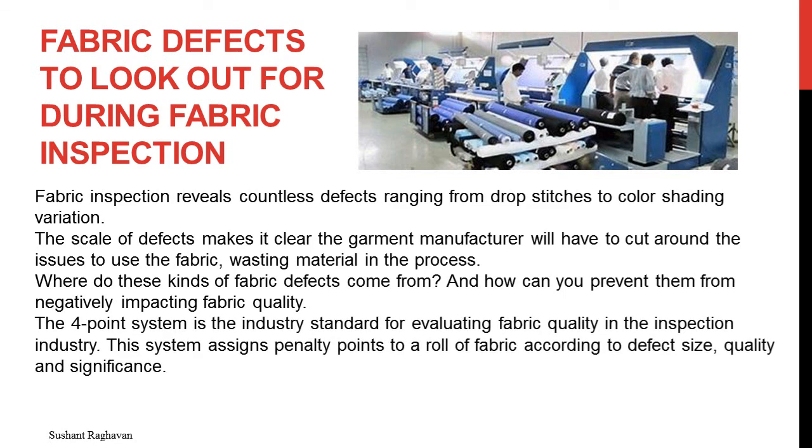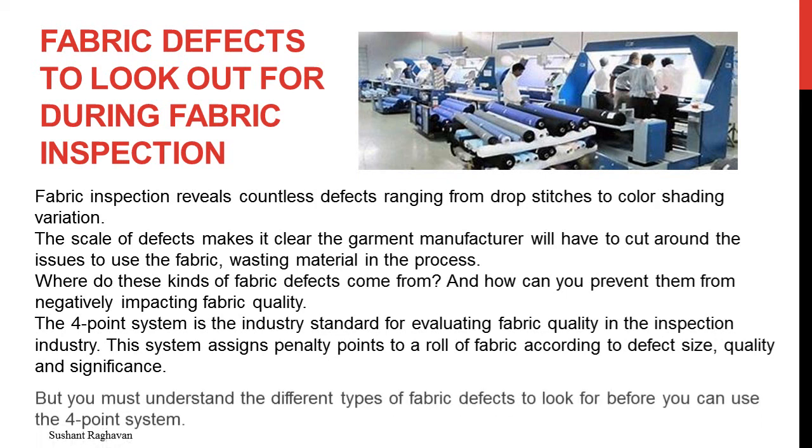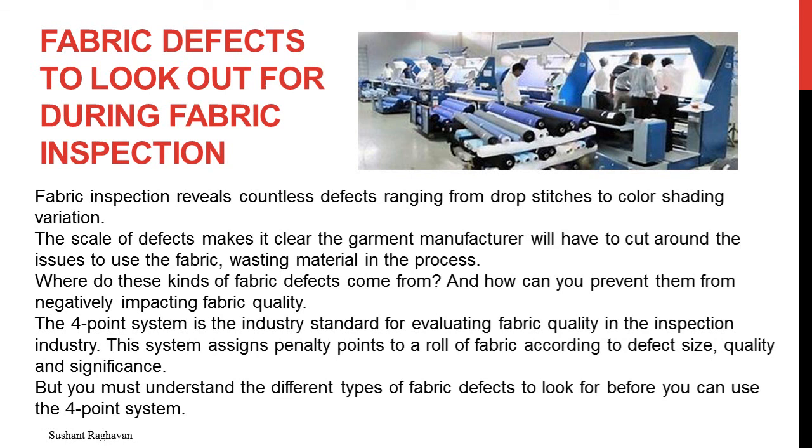The 4-point system is the industry standard for evaluating fabric quality in the inspection industry. This system assigns penalty points to a roll of fabric according to the defect size, quality and significance. But you must understand the different types of fabric defects to look for before you can use the 4-point system.